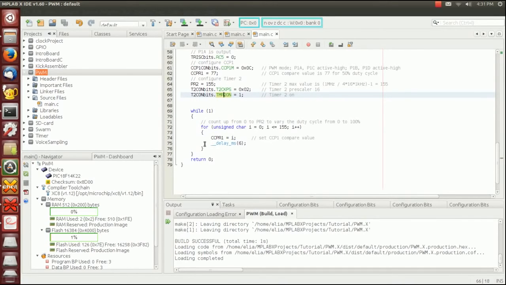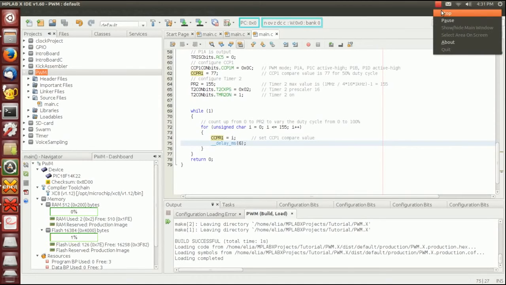And in the while loop, or in our main application, the only thing we're doing is counting up from 0 to 155, which is our maximum period, and the count value is written to the CCPR1 register, which is the compare register. Then we delay the loop by 6 milliseconds each step, so each step is valid for 6 milliseconds, so that we count from 0 to 100% duty cycle in 1 second. So I'm going to load this code onto the chip and we'll have a look at what it does.